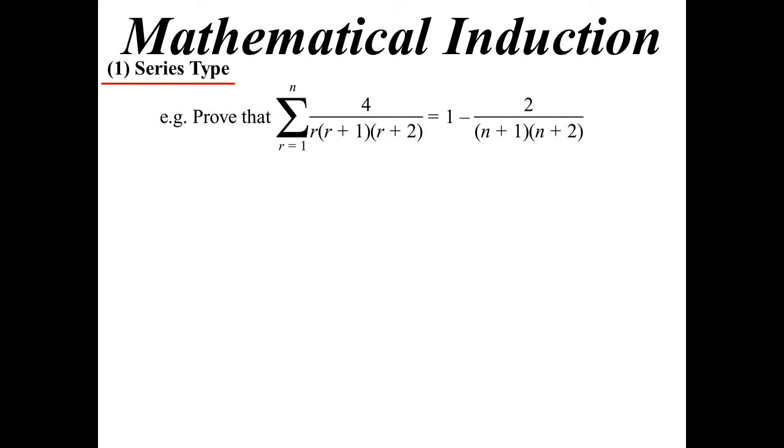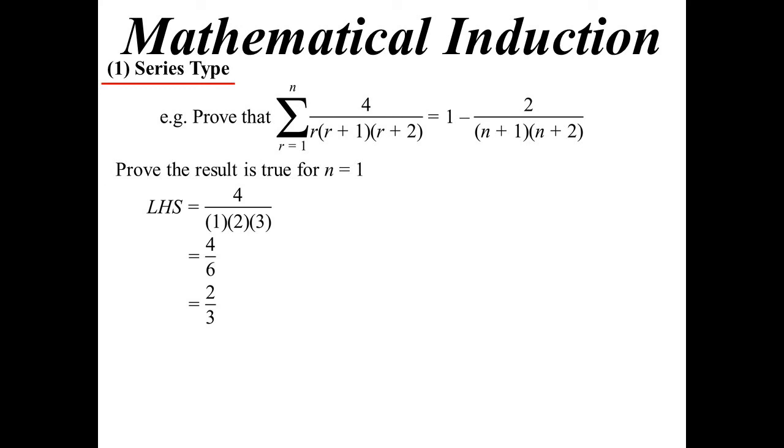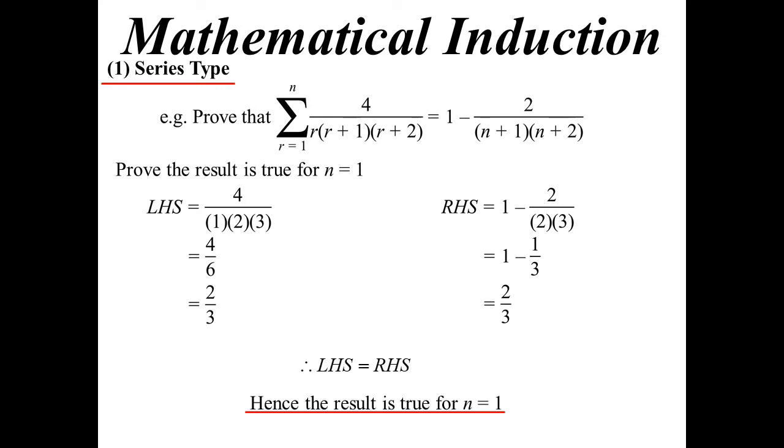So the first thing we did was prove it true for the first case. First case in this case would be r equals 1. Well, I've called it n equals 1. But 4 over 1 times 2 times 3, we get 2/3. Sub it into the formula on the right-hand side, and we get 2/3 as well. So yeah, left-hand side is equal to the right-hand side, so we know it's true for the first case.